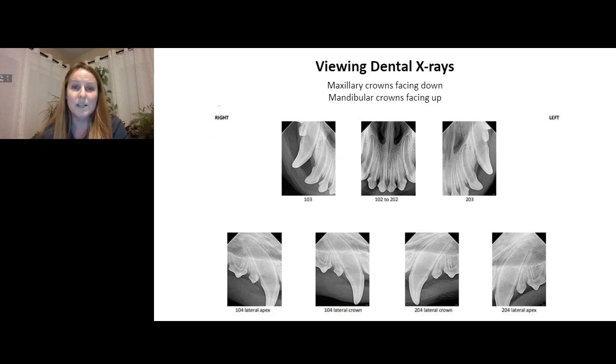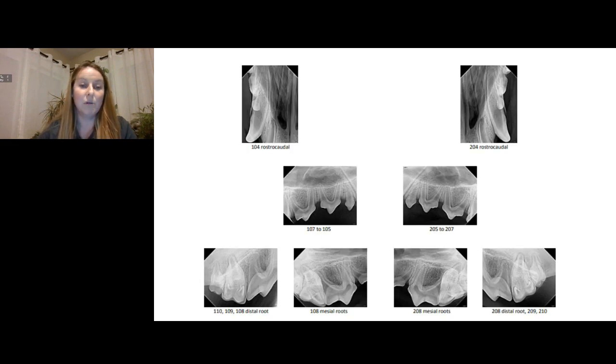So when we are looking at dental radiographs, we are looking at them as though the patient is facing us. So that's really important to keep in mind. So we're going to look at our maxillary teeth with the crowns facing down, and then we're going to look at our mandibular teeth with the crowns facing up. So you can see that these are all maxillary teeth and all of the crowns are facing down.